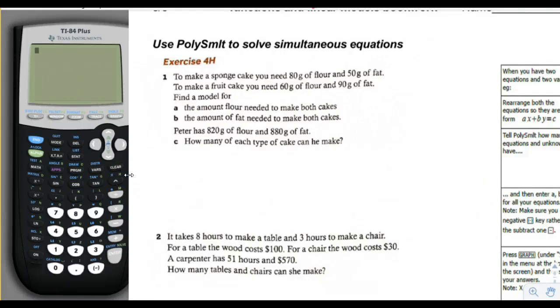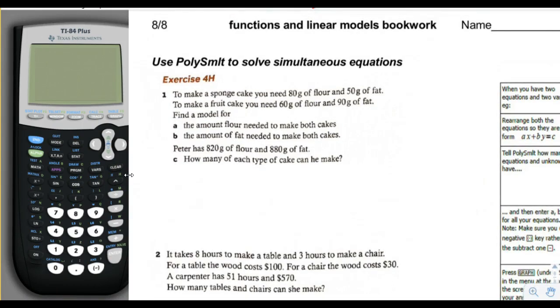Here we are on page 8 of functions, last page. On this page, we're going to learn how to use the PolySMLT app to solve systems of equations, which you've been doing for a long time, but in this case, we are going to do all the heavy lifting with the calculator.